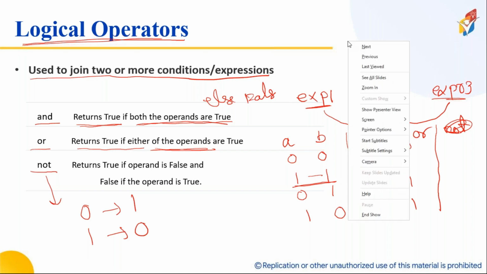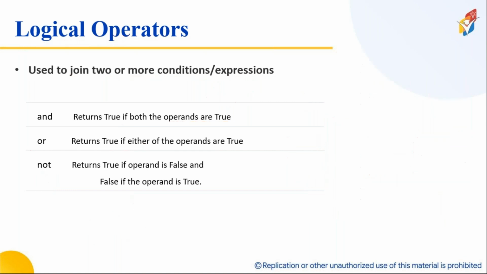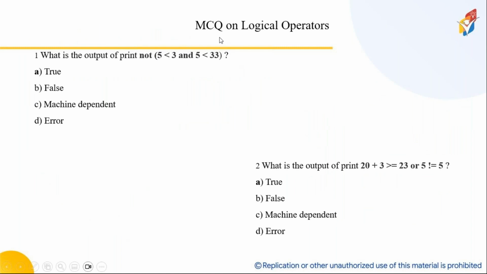Shall I erase? Yes, I'm erasing. I hope everyone noted it down. Now, let us do some examples. Let me take a pen. Is 5 less than 3? False. Then, is 5 less than 33? Yes, true. False and true is false. Look here, the AND operation means both should be true, then only it will be true. Then look here, I have NOT of false, so the final answer is true.